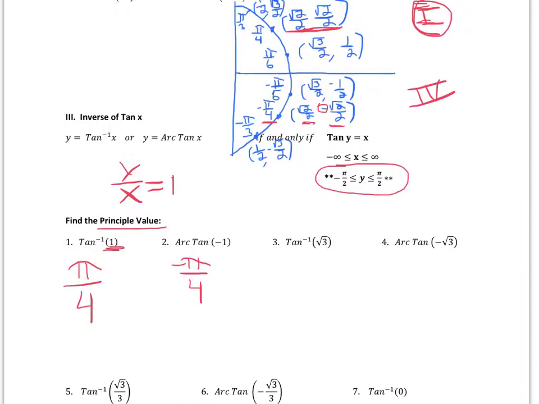Okay, number 3, you've got to do a little bit of work. I know it's going to be in the first quadrant because it's positive root 3. Then I'm asking myself, when I take y and divide it by x, which one gives me root 3? The only question is whether it's pi over 6 or pi over 3. I believe it's going to be pi over 3. It's going to be this one right here.